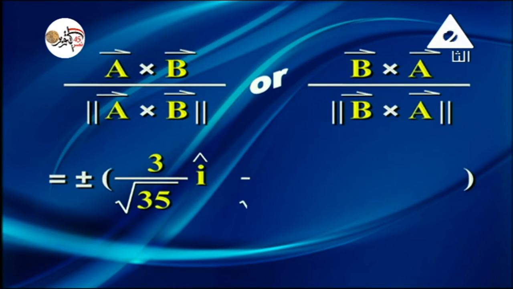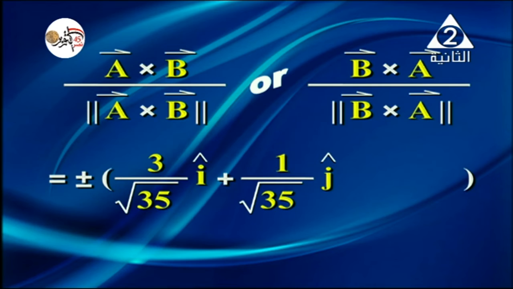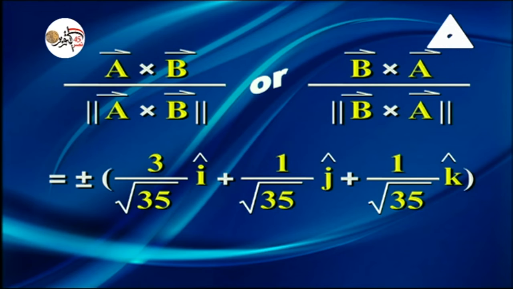It equals positive or negative 3 over square root 35 i plus 1 over square root 35 j vector plus 1 over square root 35 k vector. Remember, my dear student, A vector cross B vector equals 3i plus j plus k, but the norm of A cross B equals square root 35.